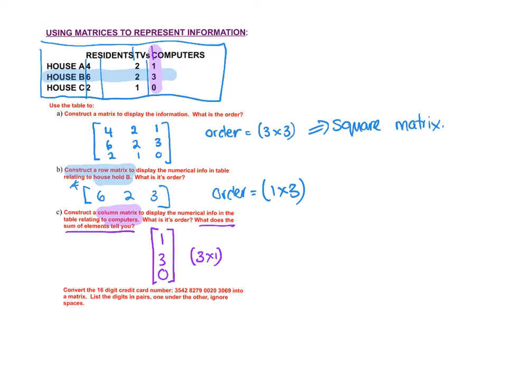When it says what does the sum, that means adding it up, of all those elements, it just says the total number of computers, isn't it? Of computers amongst the houses.